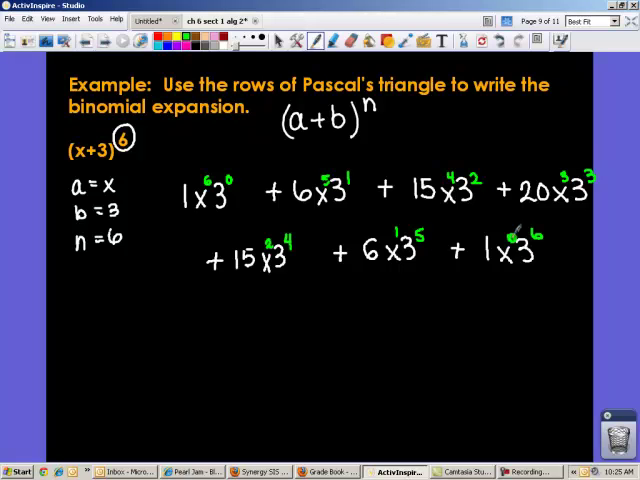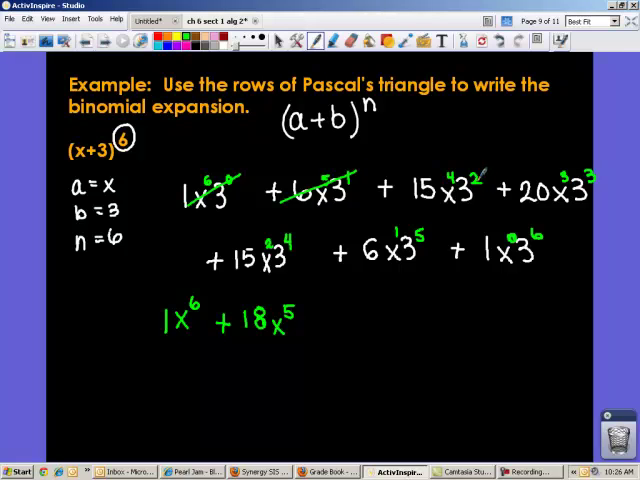So if you look at this first term right here, we have 1, and what is 3 to the 0 power? That also is 1. So really, we just have 1 x to the 6. You don't even need to write that 1 if you don't want to. Now we move to the next one. We have 3 to the first power, which is 3, times 6, so that's 18. And we have x to the 5th.